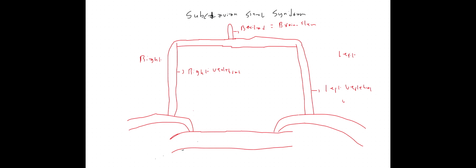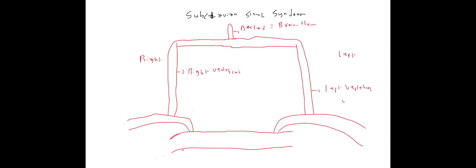So, what is subclavian steal syndrome? It means the subclavian artery is stealing the blood from another artery. So, we are going to discuss that. What is the cause of subclavian steal syndrome? The cause could be stenosis of your subclavian artery before the vertebral artery.